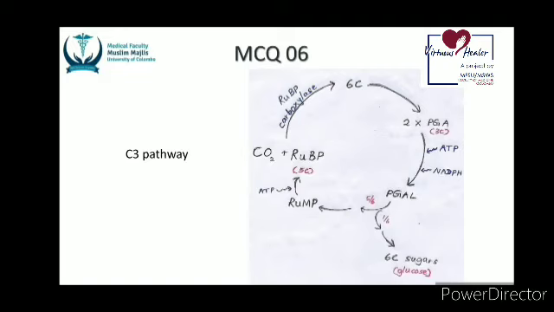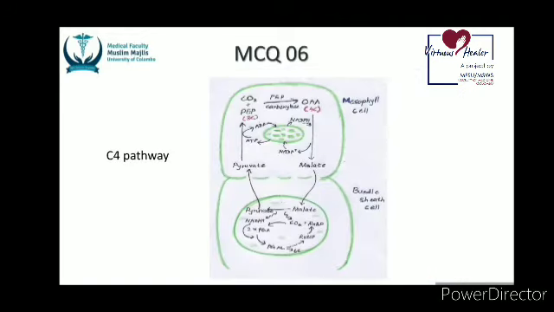And this phosphoglyceric acid will be used to regenerate RuBP. And the reason why this pathway is called C3 pathway is because the first stable product that is formed in this pathway is a 3-carbon compound called phosphoglyceric acid. Let's now look at the C4 pathway of carbon dioxide fixation. Here, 2 cells are involved in carbon dioxide fixation, the mesophyll cell and the bundle sheath cell.